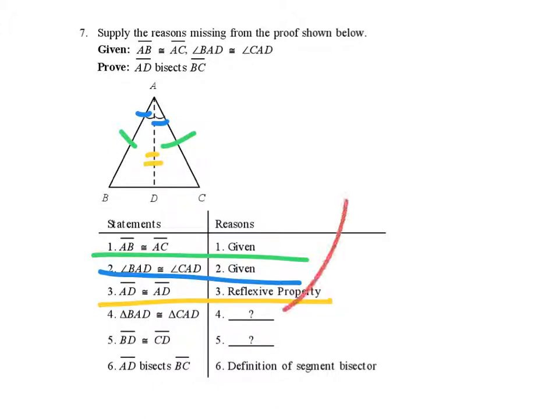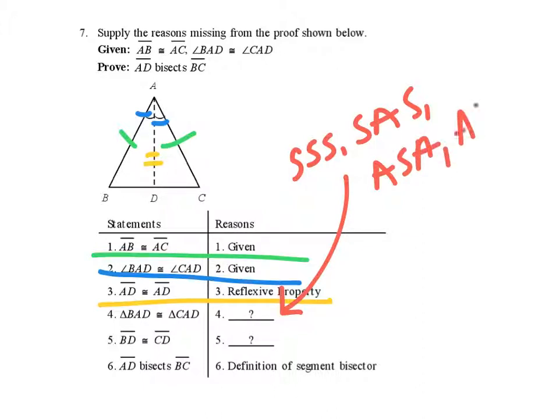If you're trying to tell me why triangles are congruent, you are looking for things like side, side, side, side, angle, side, angle, side, or angle, angle, side. Those are your options. The only one I'm missing here is also HL, hypotenuse leg. So if I look at my image, I have one pair of congruent sides, I have a congruent angle, and I have a second pair of sides.